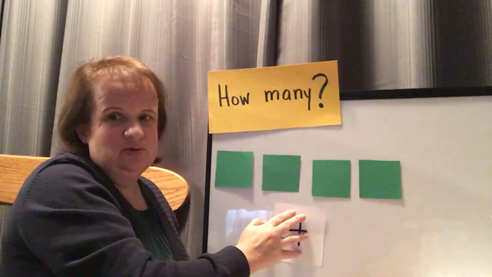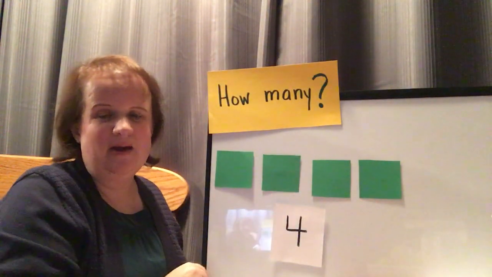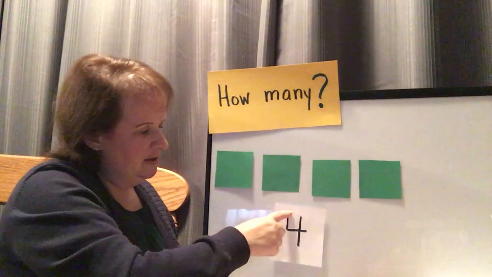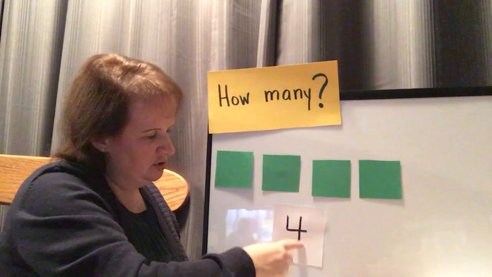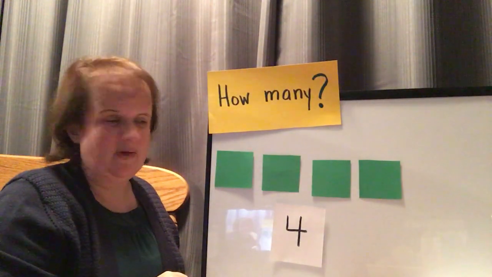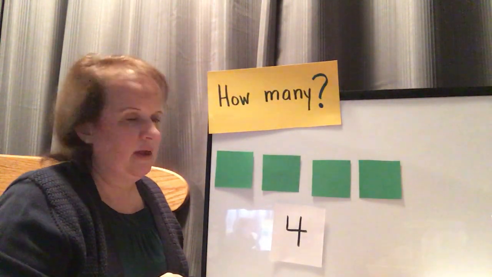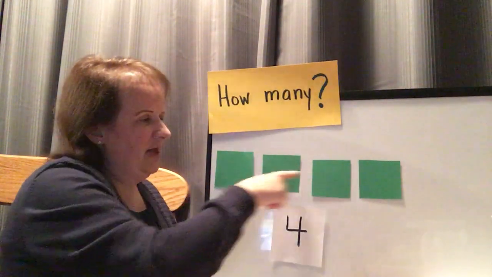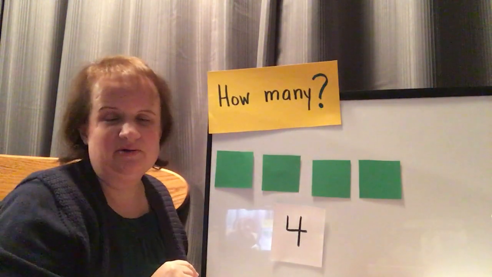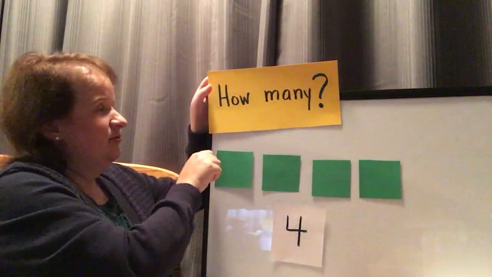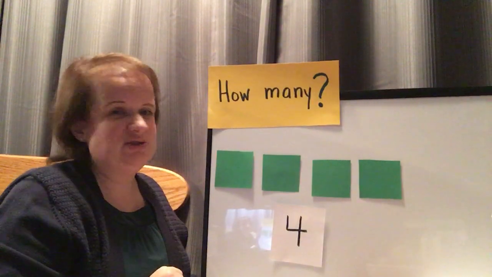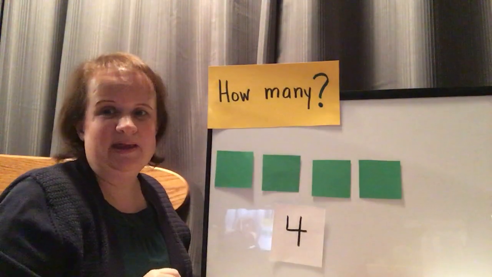Here is the numeral that matches how many color tiles I see. There's the number 4. Down, around the corner, shut the door. That's how I write a number 4. The number on my number card matches how many color tiles I see. And I was able to answer that very important kindergarten question, how many?